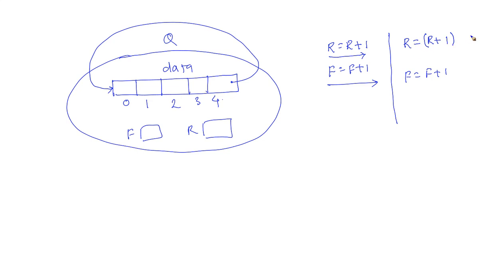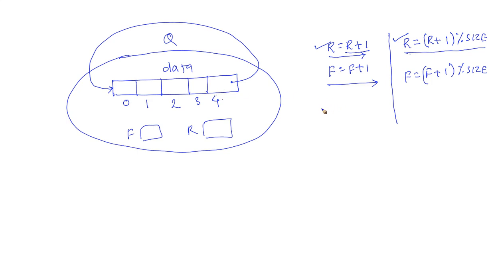R equal to R plus 1 mod size of this array. And for F also, F is equal to F plus 1 mod size. So by using this formula, I can give this kind of movement to F and R. R plus 1 is the same as in linear queue, F plus 1 is also the same as linear queue, but this formula will come into play only when F is at the last location and R is at the last location. And this formula will behave exactly like the linear one till we reach the last location.